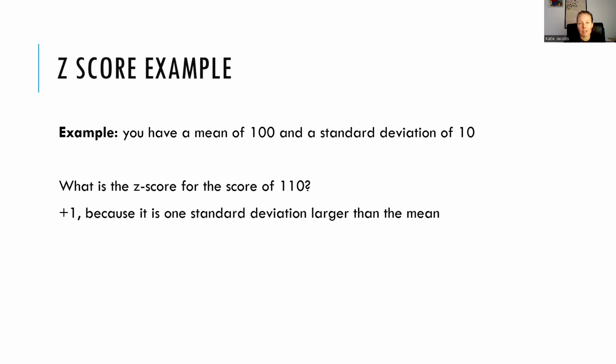So here, if we have a mean of 100 and our standard deviation is 10, we can see that if you have an X value of 110, the z-score for that is going to be 1 because it is 1 standard deviation to the right of the mean.